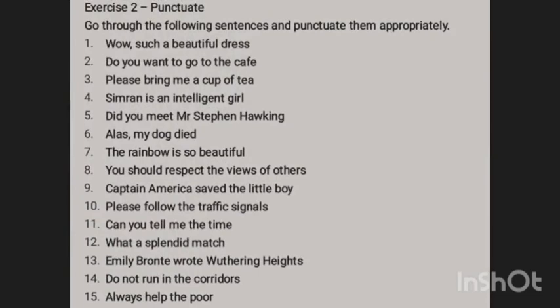The next exercise we have here is to punctuate. Now we are going to go through the sentences that we have here, then you punctuate them properly. If you look at the sentences, there is no punctuation mark here. Some do not have a question mark, no full stop, no punctuation mark. So your job is to rewrite these sentences and put in the right punctuation at the right place.